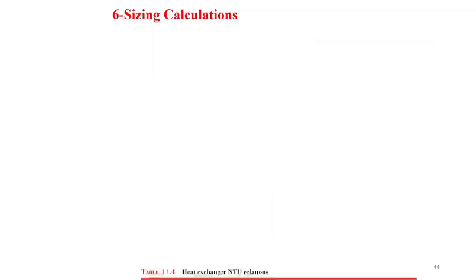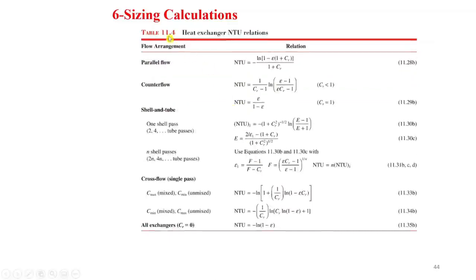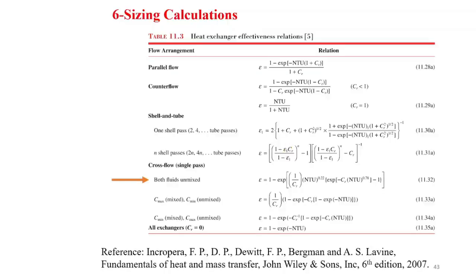There is another table, 11.4, that gives NTU as a function of the effectiveness and CR. As you can see, for the cross-flow unmixed and mixed, there is nothing here. So all we are saying is that you have to go to this equation and solve it to find NTU as a function of the effectiveness and CR.